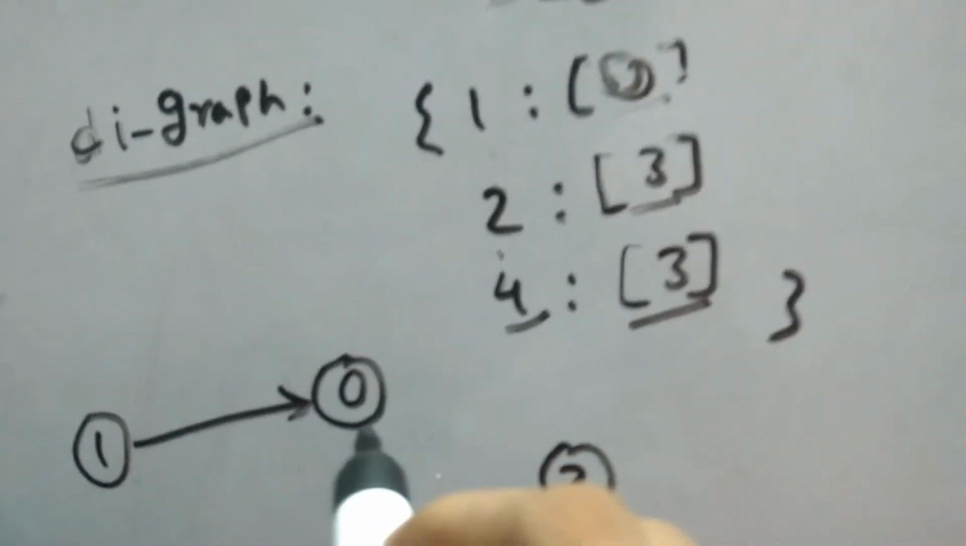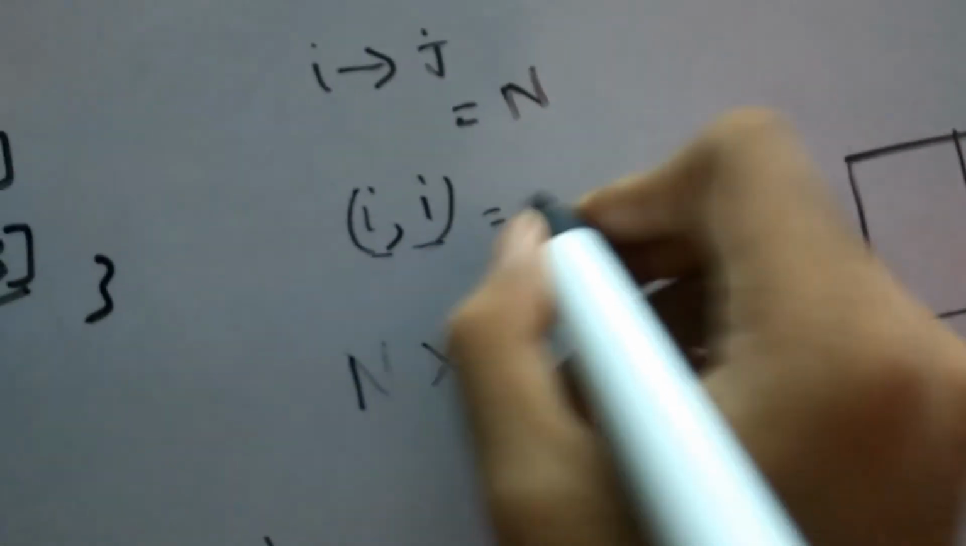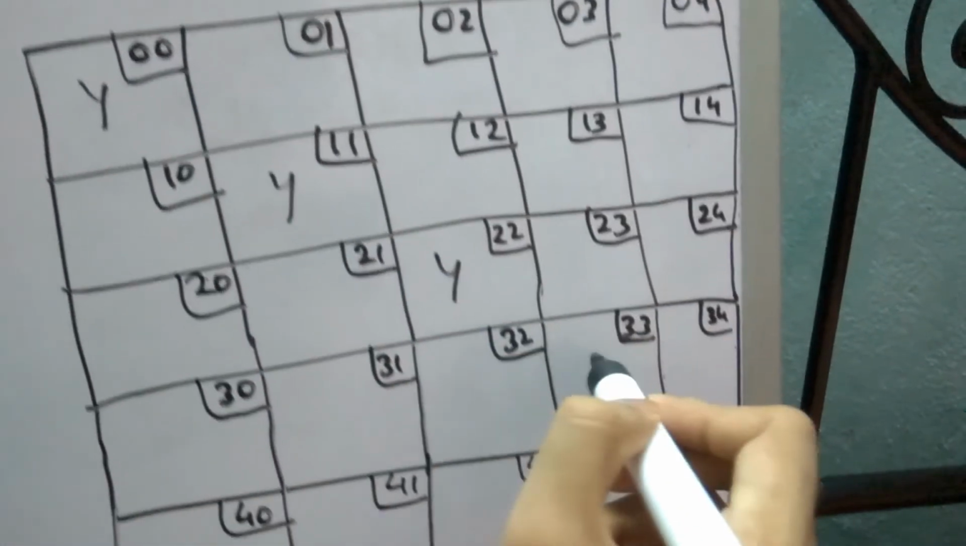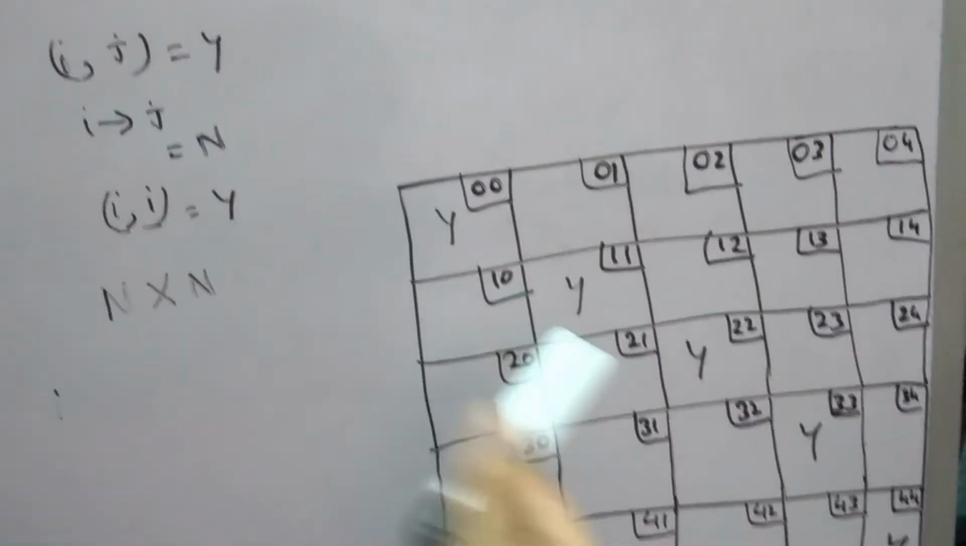One another thing to notice over here is each city can reach itself. So that means if the value is I comma I, the same value, it is always yes. So that means we have to place yes diagonally wise. So here we can see we have placed diagonally wise.